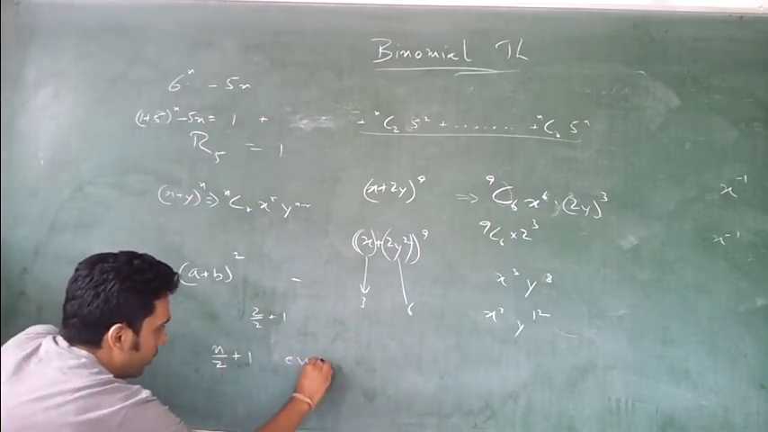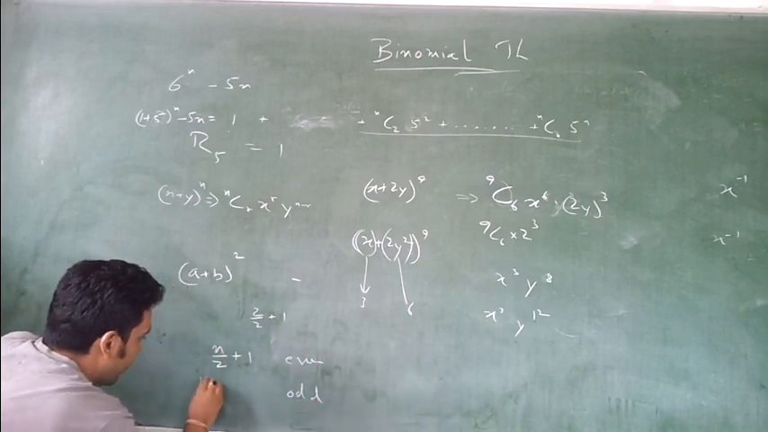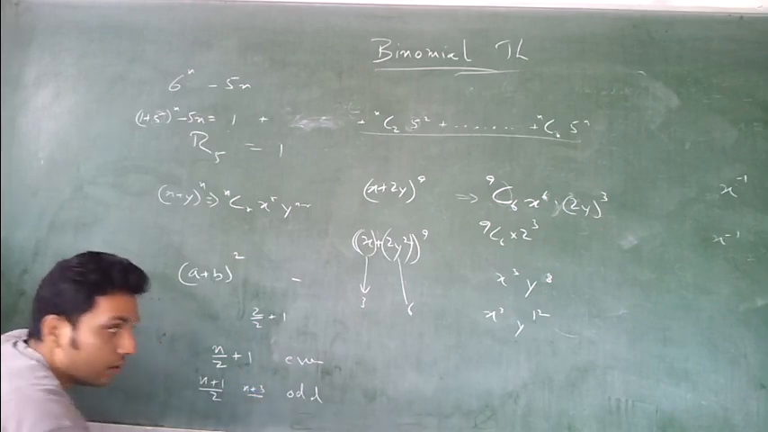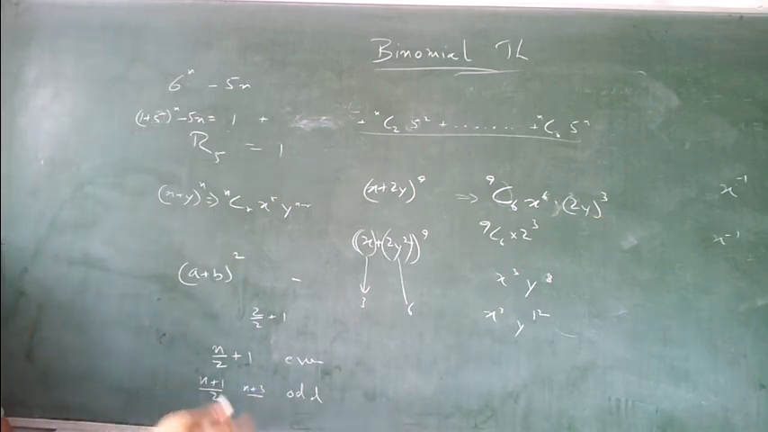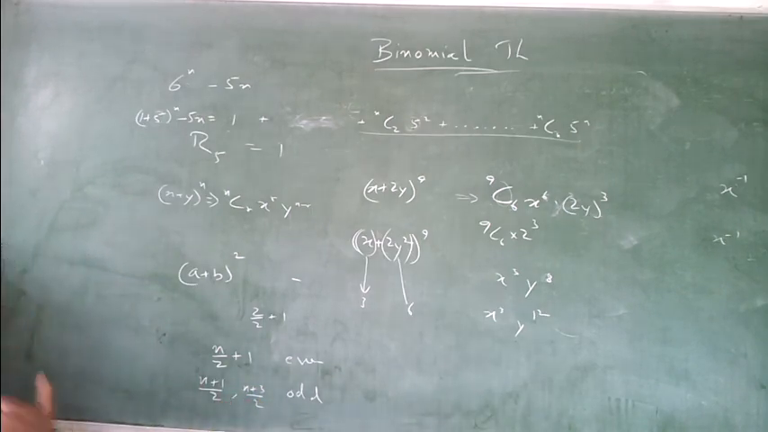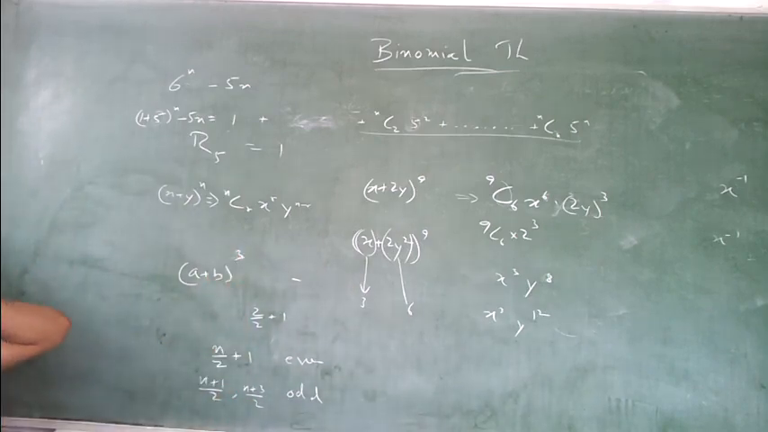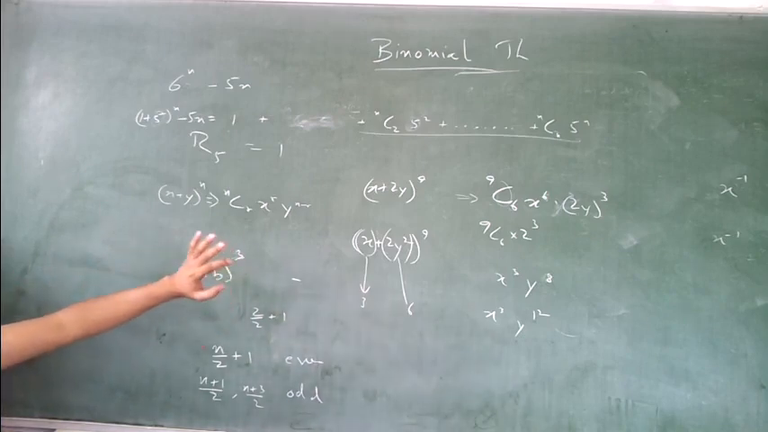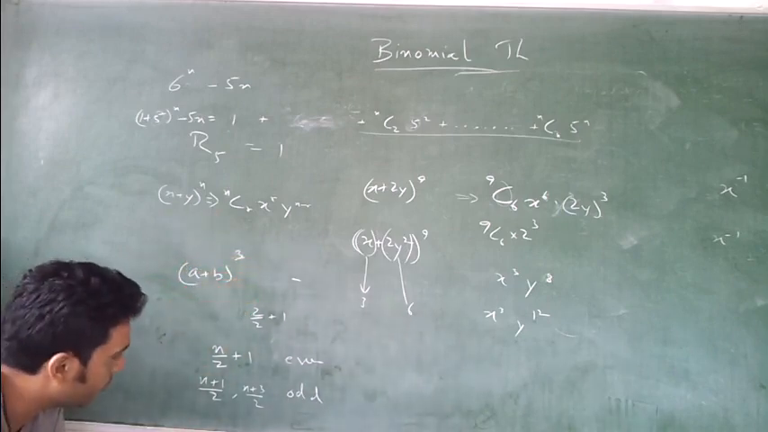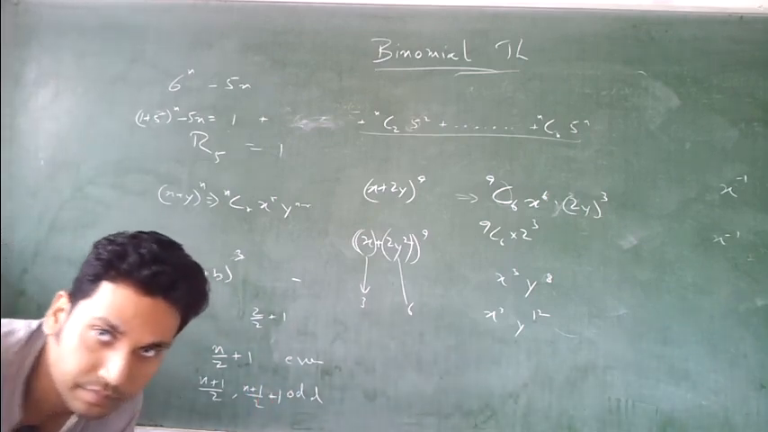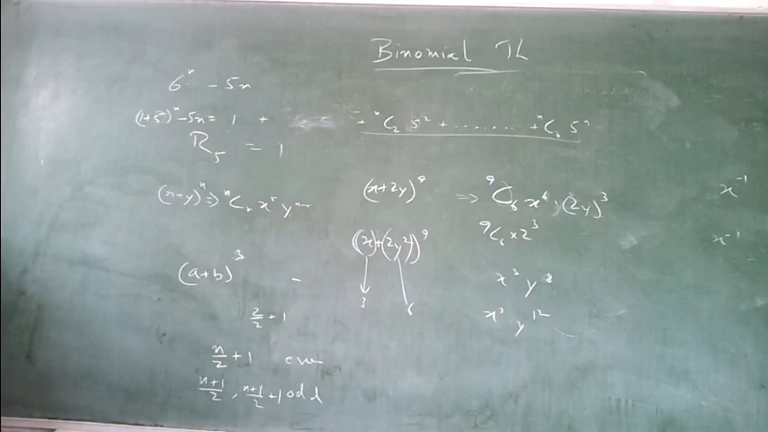This is for even, and for odd, it is (n plus 1)/2 and (n plus 3)/2, or (n plus 1)/2 plus 1. Okay? This and the next term. Like if you have (a plus b) whole cube, you have 4 terms in the expansion. What are the middle terms? Second and third term. The second term is 3 plus 1 by 2 and the fourth term is the next term, 3 plus 1 by 2 plus 1. You can write this as (n plus 1)/2 plus 1. Any doubt?